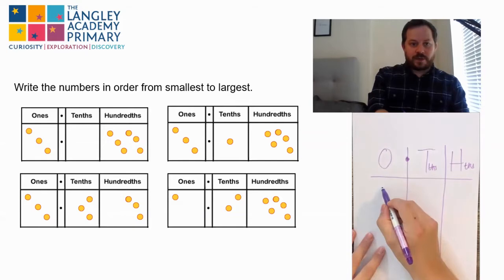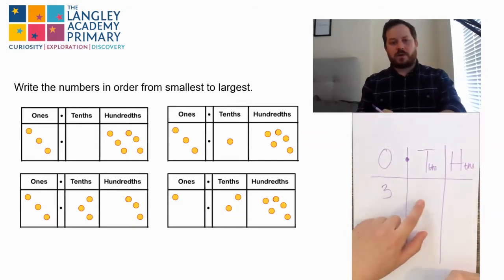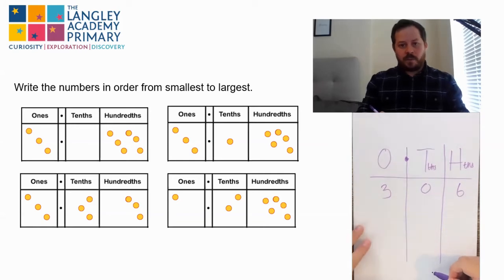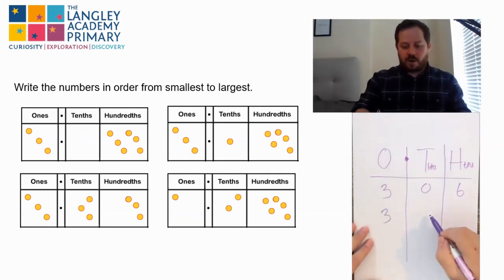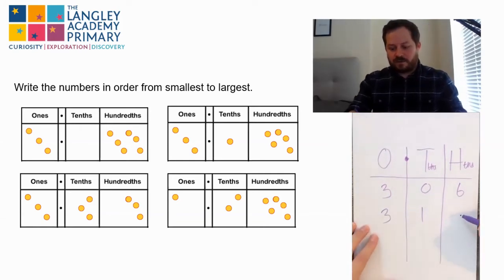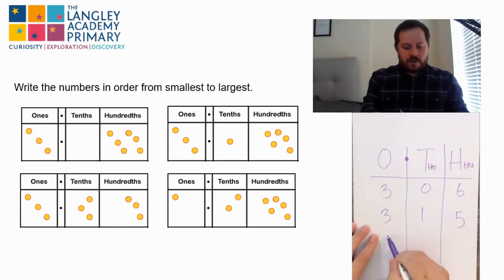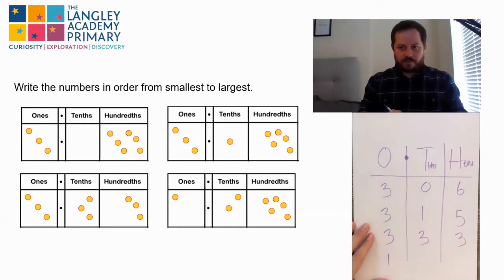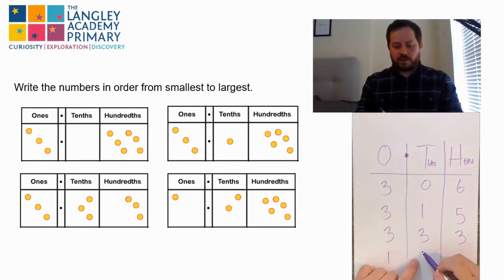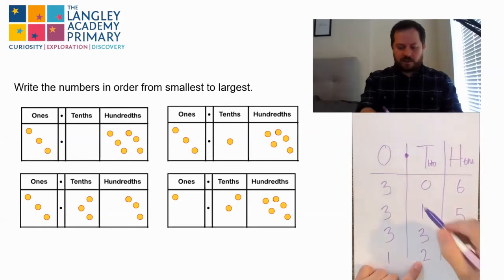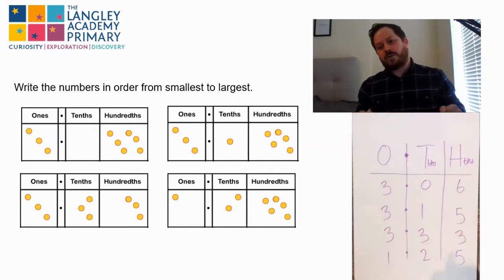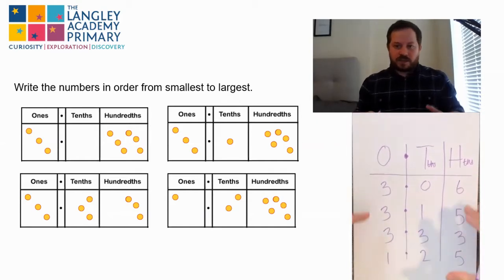So I've got the first number, 3 in the ones column. I've got 0 in the tenths column, and I have 6 in the hundredths column. My next number, I have 3 in the ones, 1 in the tenths, and 5 in the hundredths column. Then again, 3 in the ones, 3 in the tenths, and 3 in the hundredths. And my last one is 1 in the ones, 2 in the tenths, and 5 in the hundredths. Put my decimal points back in. And we've got our numbers. Now what we're going to do is just use this to write our numbers.